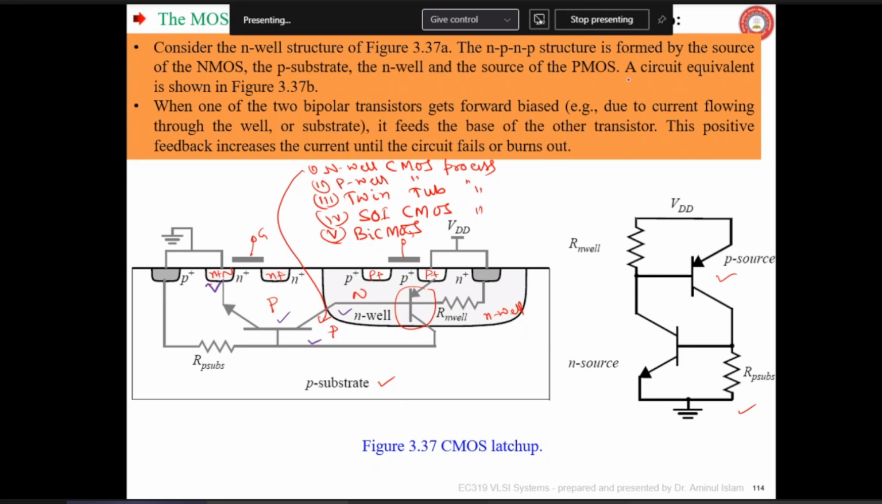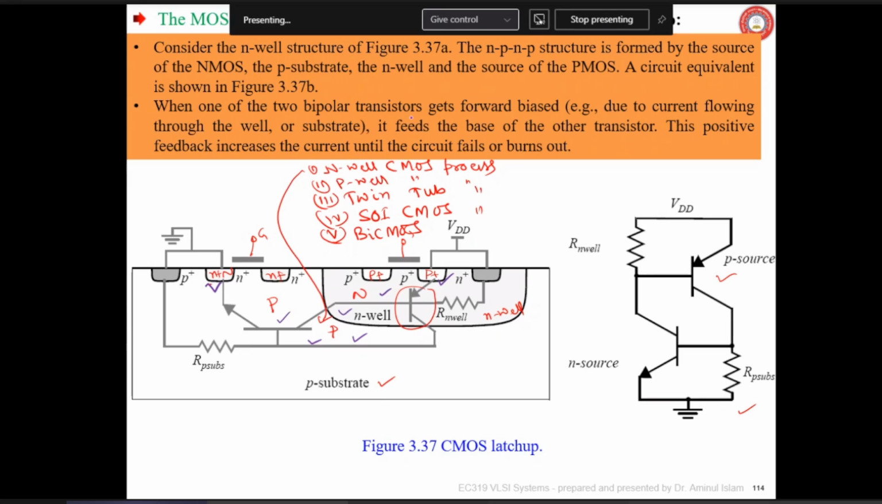Yes, sir. So similarly, from this side, if you look at the source of this PMOSFET, then the N well, and then the substrate is forming another PNP transistor. Do you agree? The construction or structure clearly indicates how PNP and NPN BJTs are existing in a CMOS process.